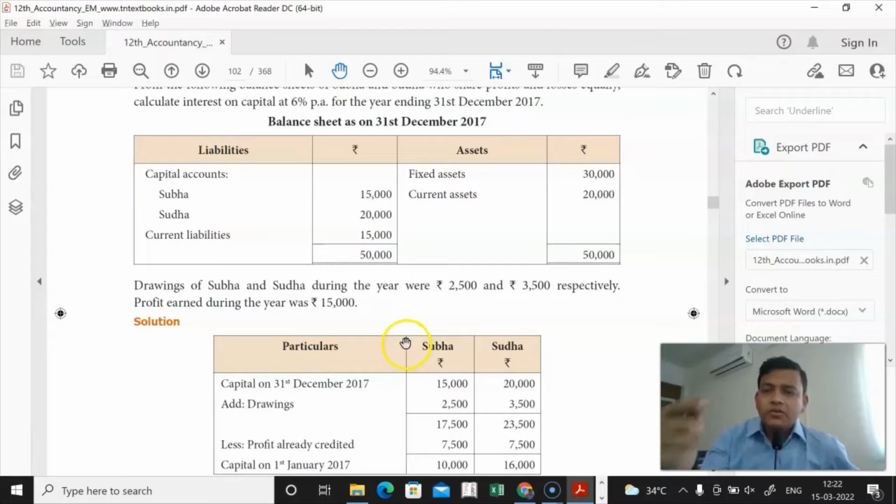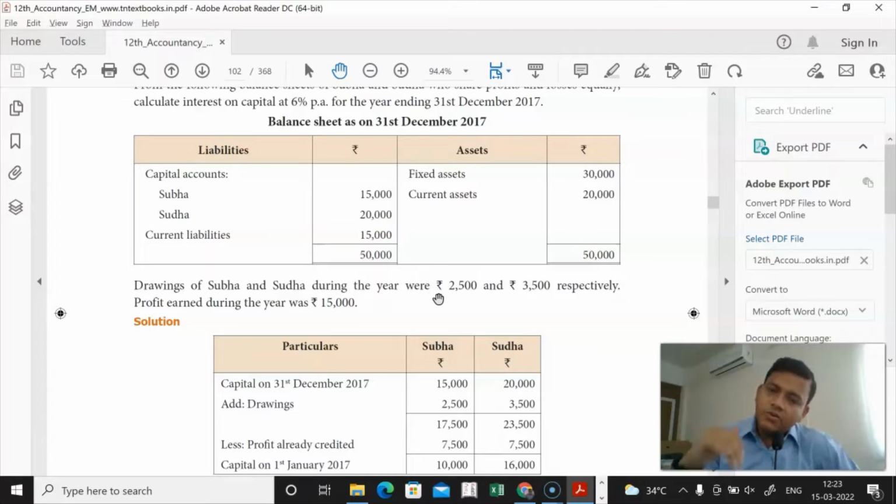So what we have to do? Drawings of Subha and Sudha during the year was 2,500 and 3,500. The drawings we would have removed from the capital. So now we will do the reverse working. So we have to add back drawings of 2,500 and 3,500. Same way, profit during the year 15,000 would have been credited. So now we will reduce that because we need to find the opening capital. Okay, so it's a reverse working. So we are going from closing to opening. If we come from opening to closing, what would we have done? We would have added profit. We have removed drawings.